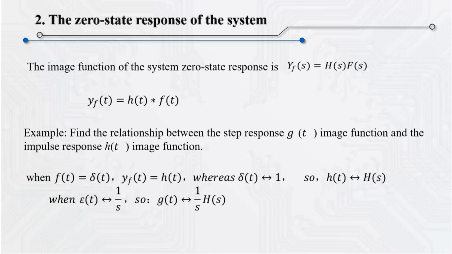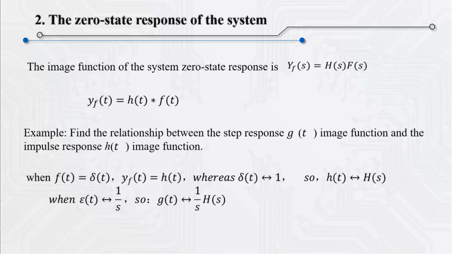Let's take a look at finding the zero-state response of the system. Before, we got the image function of the system zero-state response: Y(s) equals H(s) multiplied by F(s). So, according to the convolution theorem, y(t) is equal to the convolution of h(t) and f(t).